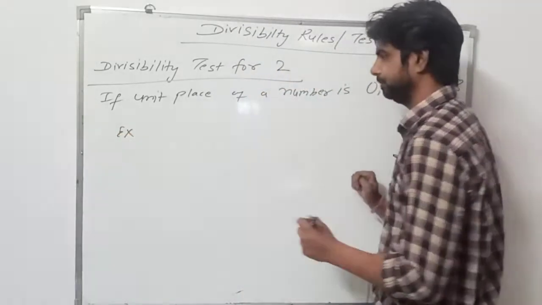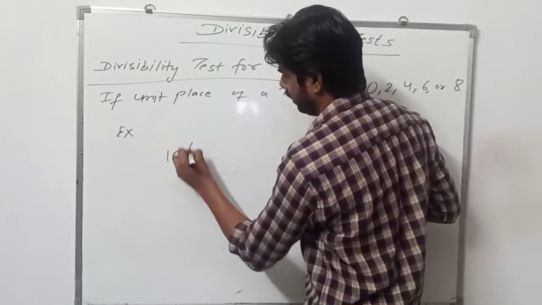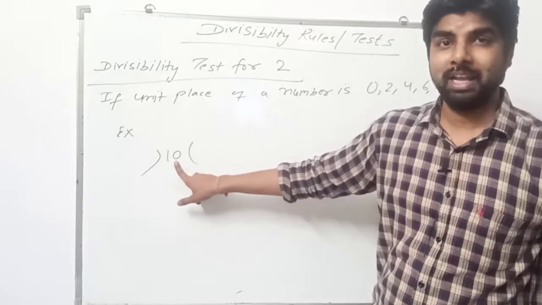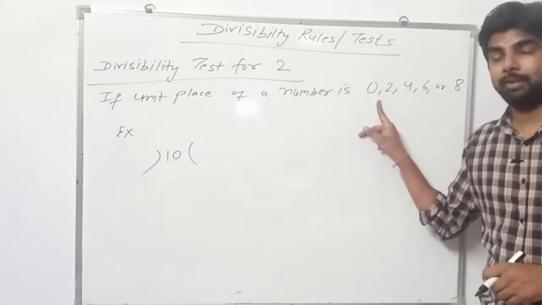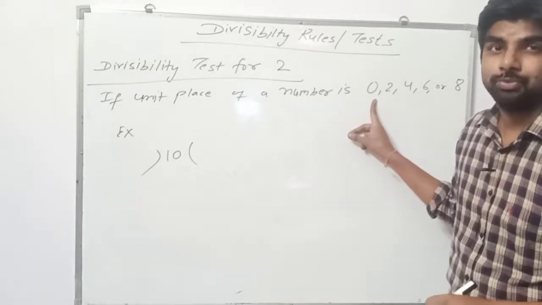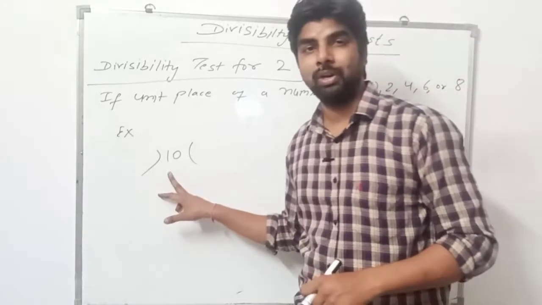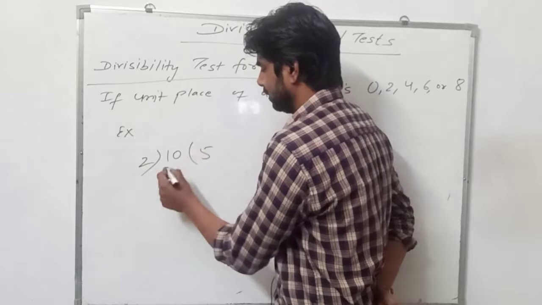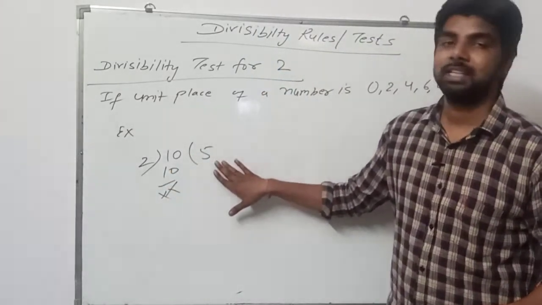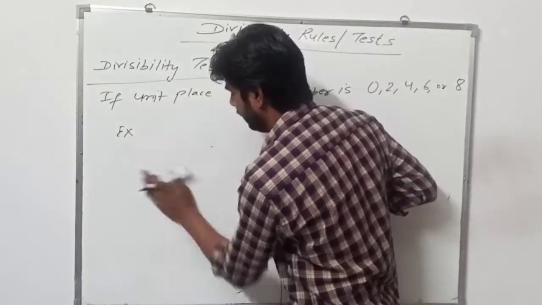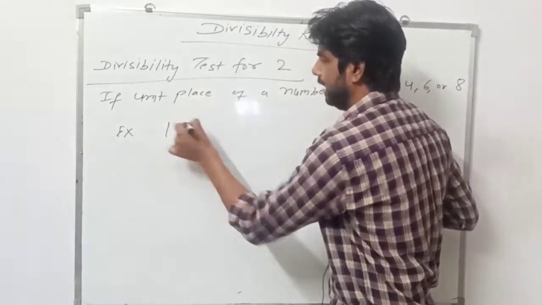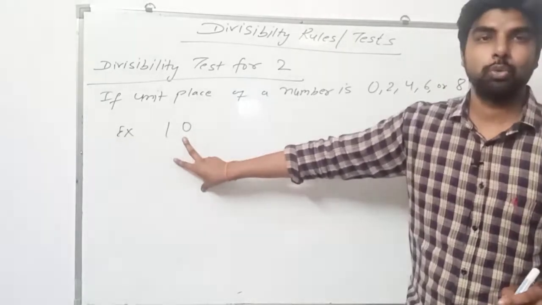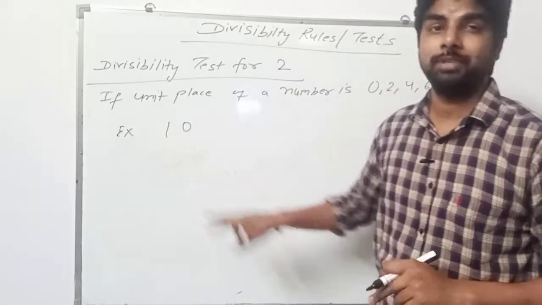Suppose I am writing 10. Here you can see that at unit place or ones place there is 0. And we have learned the rule: if at ones place there is 0, that number is fully divisible by 2. So 10 is fully divisible by 2 because its unit place is 0. Let's solve it. 2 5s are 10, so this is fully divisible. But we don't have to solve like this because we can do this by only seeing the unit place.